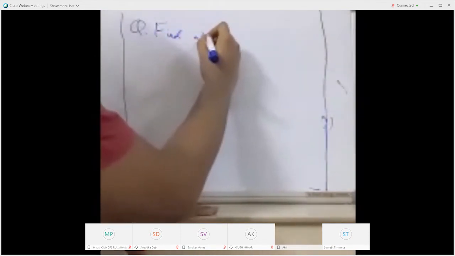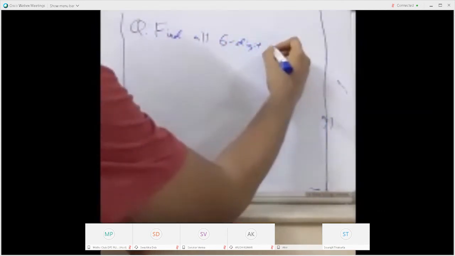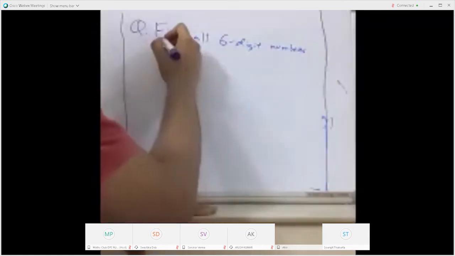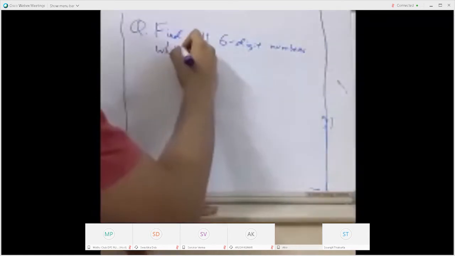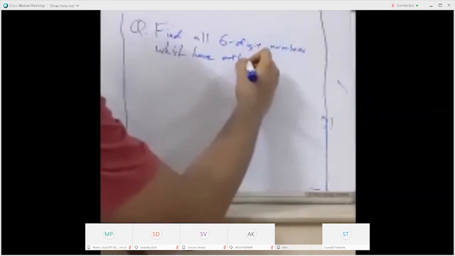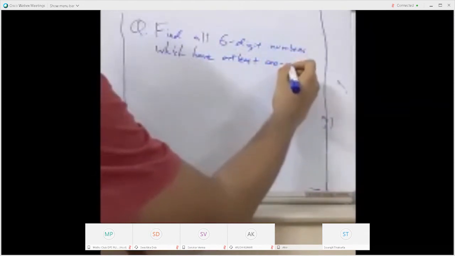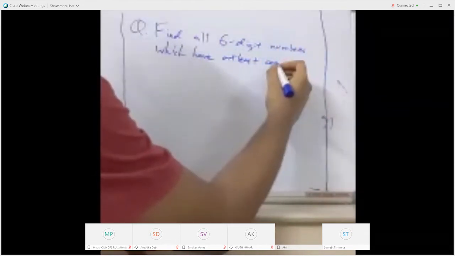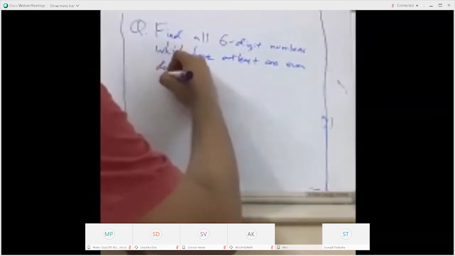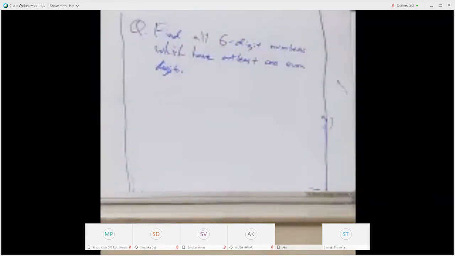Find all 6-digit numbers which have at least one even digit. So I'll give you guys 2 minutes to solve this.